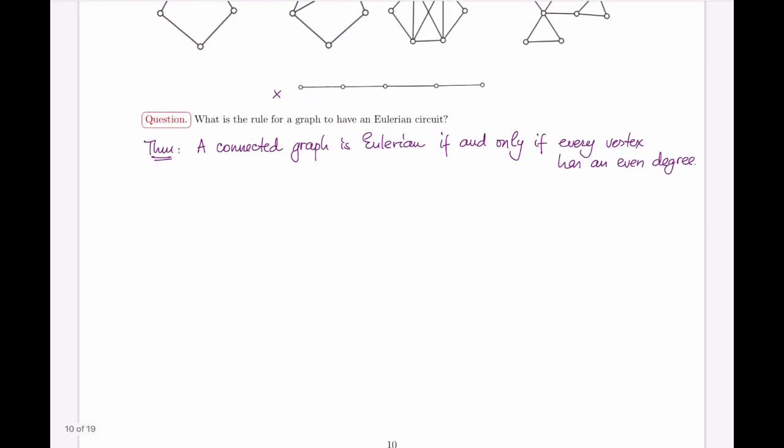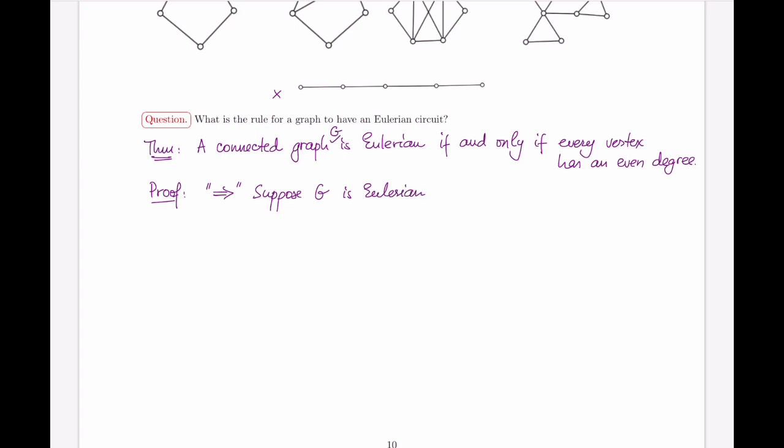Let's prove this result. The proof is really quite intuitive in this case. So we're going to have to prove both directions, the necessity and the sufficiency. So first, let's prove the forward direction. I'm going to suppose that the graph is Eulerian, and I'm going to justify that every vertex needs to have an even degree. So I'm going to suppose that my graph G, why not give it a name, is Eulerian.